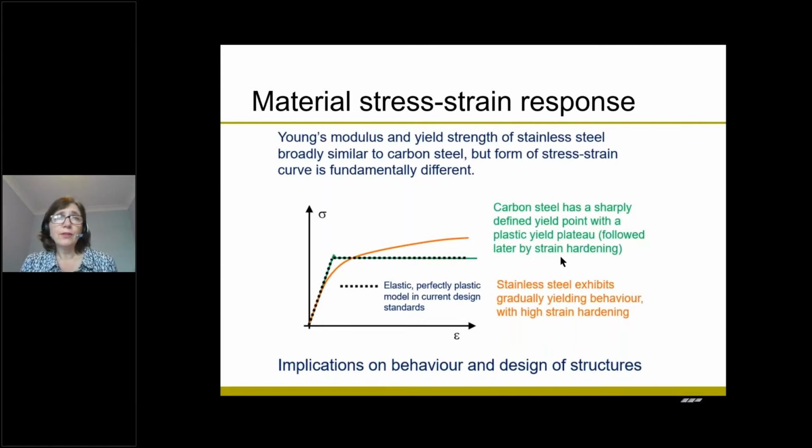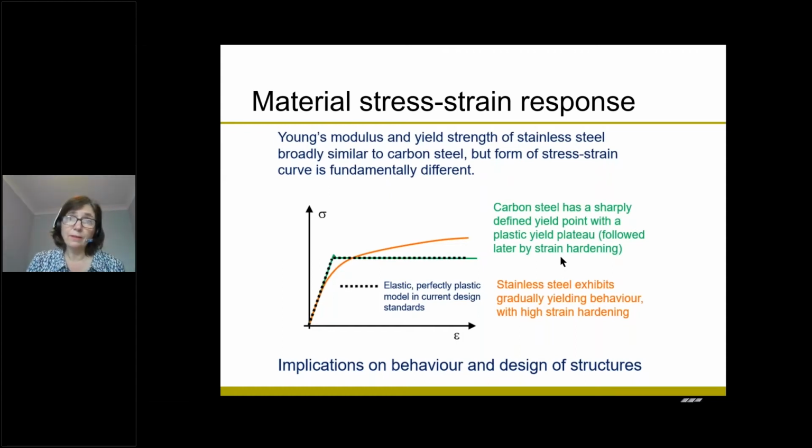Carbon steel, as you know, has a sharply defined yield point with a plastic yield plateau with some strain hardening later on. That's shown in green. Whereas stainless steels are a little different. They have this gradual yielding behavior with high strain hardening.